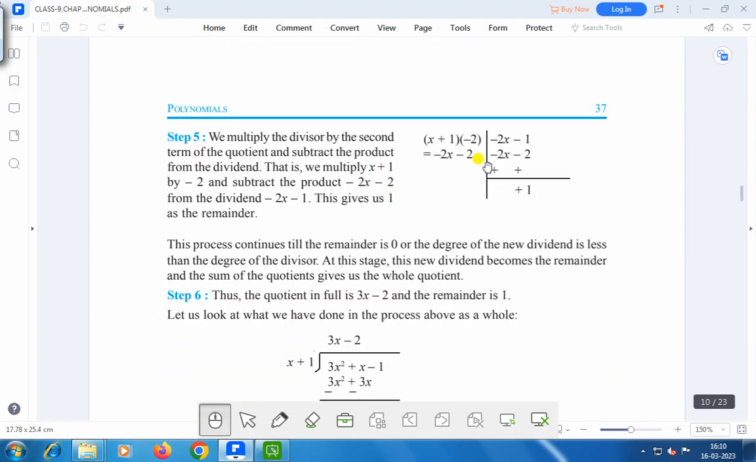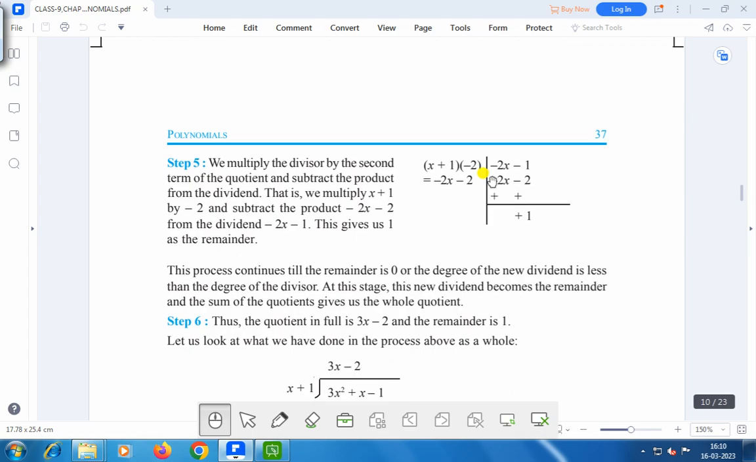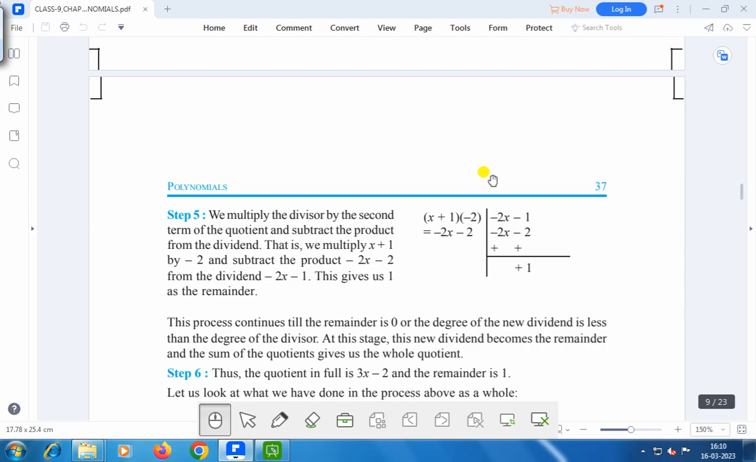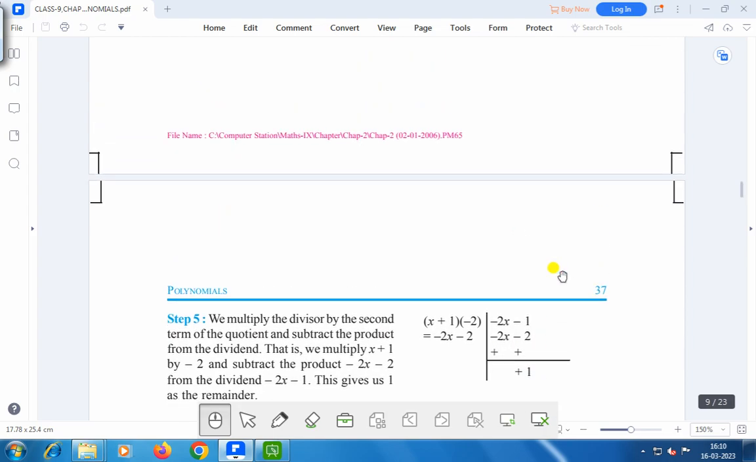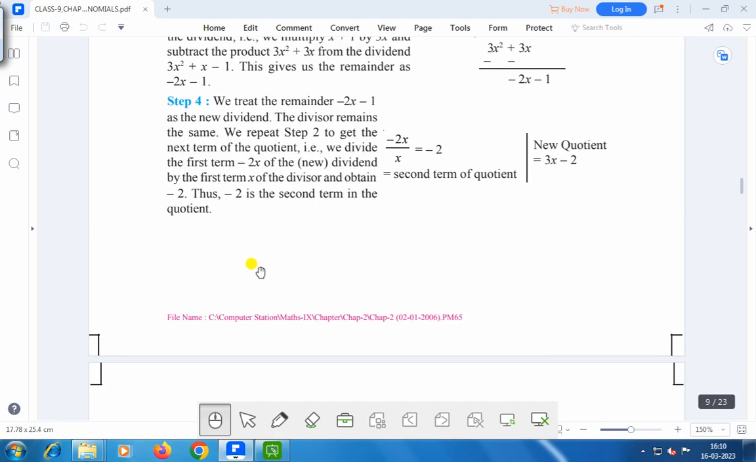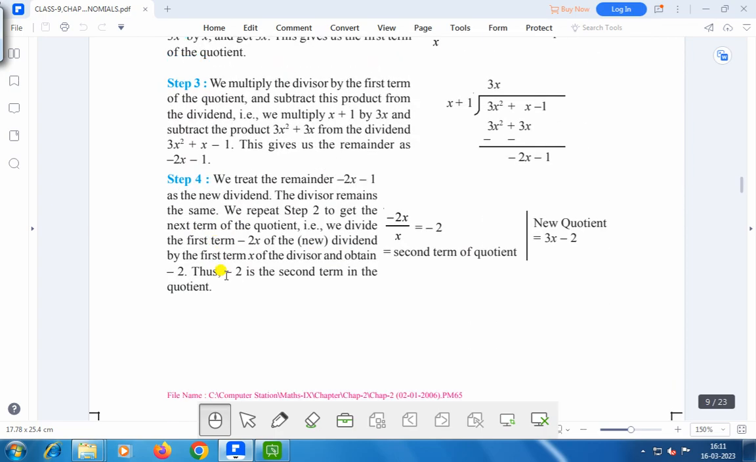Again here you see that we are getting x plus 1 into minus 2, we are getting minus 2x minus 1. Step 4, we treat the remainder minus 2x minus 1 as the new dividend. The divisor remains the same. We repeat step 2 to get the next term of the quotient, and we divide the first term minus 2x of the new dividend by the first term x of the divisor and obtain minus 2. Thus minus 2 is the second term in the quotient, that is 3x minus 2.